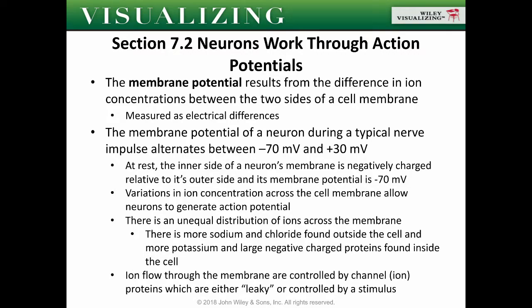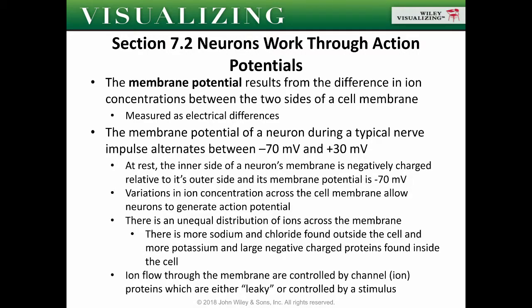And actually, that's one of the reasons why neurons are a very special type of tissue, because they have this ability to transmit electrical impulses. But how do they actually transmit those electrical impulses? The mechanism is a membrane potential.